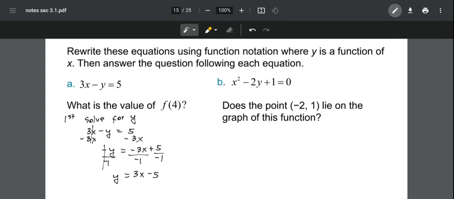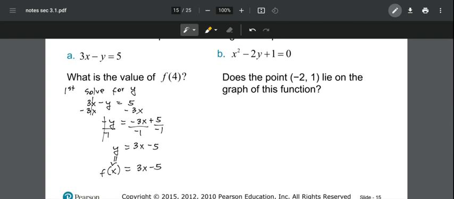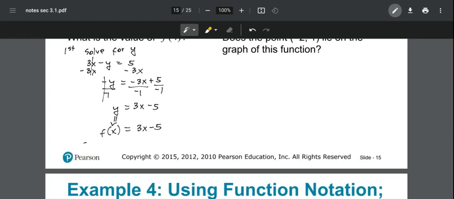So now we have to use the function notation. y has the same meaning as f of x. So this is the function f of x equals 3x minus 5. And now, when we have that function notation, we can evaluate the function f of 4. So we replace x with 4 and evaluate that. So f of 4 equals 3 times 4 minus 5, and that will give us 7.